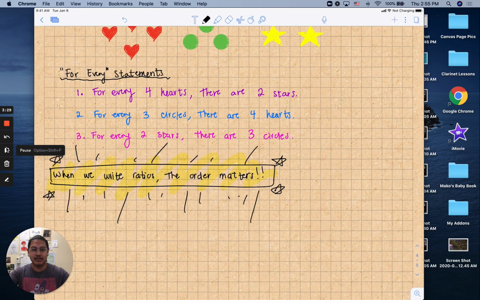Okay, write this down, please. When we write ratios, the order matters. Write it down. Put it in a box. Underline it. Highlight it. Put stars around it. Make it stand out. This is something very important to remember about ratios. The order in which you write the numbers is very important. Let's take a look at some examples.